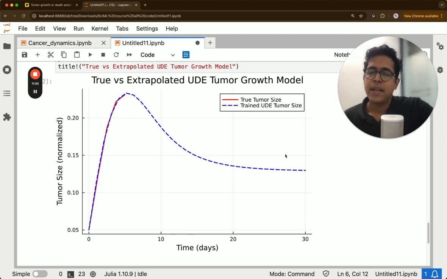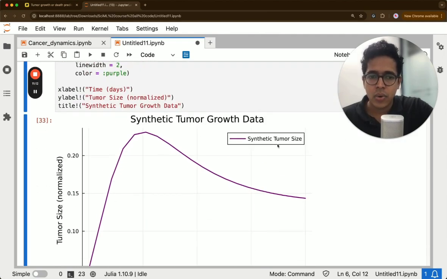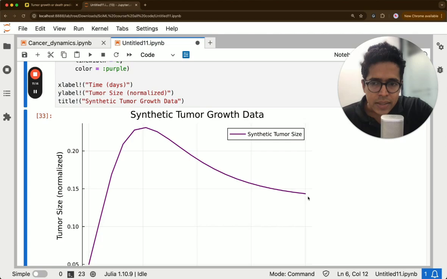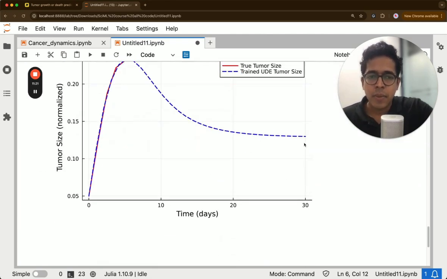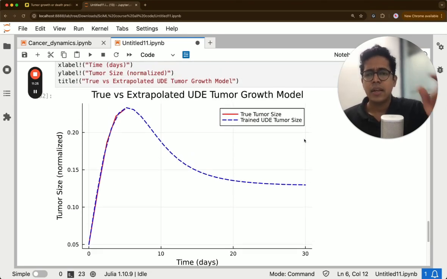So basically, UDE is overestimating the shrinkage of the tumor a little bit here, because in the actual ground truth, if we were to simulate, it's at 0.145 or something like that. Whereas UDE is saying the size after these many days will be 0.13, something like that. So UDE is a little bit underestimating the size or overestimating the shrinkage, one of them.